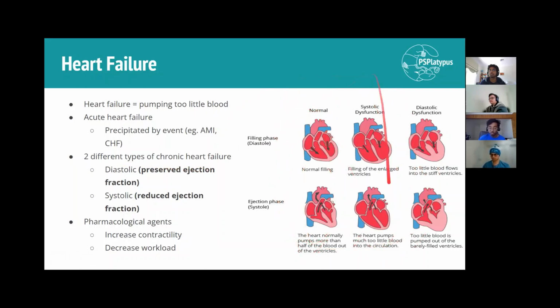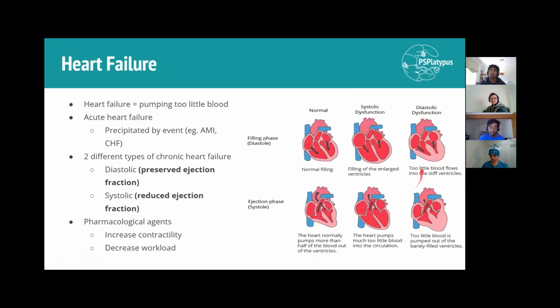If you have systolic dysfunction, that is basically when the ventricles are expanded and enlarged. This reduces the amount of contraction they can do, which is a systolic problem. So it reduces the total ejection fraction. And that's heart failure with reduced ejection fraction.